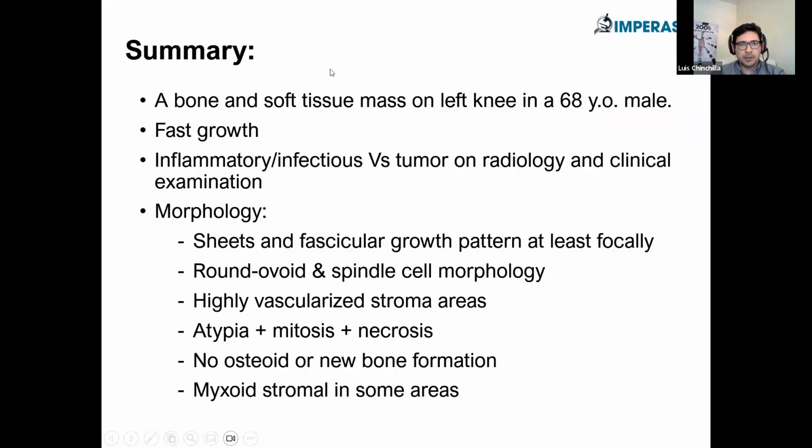And in summary, we have a bone and soft tissue mass on the left knee in a 60-year-old male, fast growth, inflammatory or infectious versus tumor on radiology and clinical examination. And the morphology was a tumor with sheets and fascicular growth pattern, at least focally, round, ovoid, and spindle cell morphology, highly vascularized stroma, areas of atypia, mitosis, necrosis, no osteoid or new bone formation in any area of the biopsy, and myxoid stroma in some areas. So, sorry.